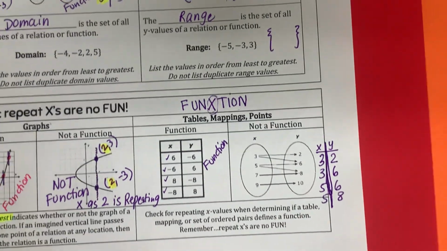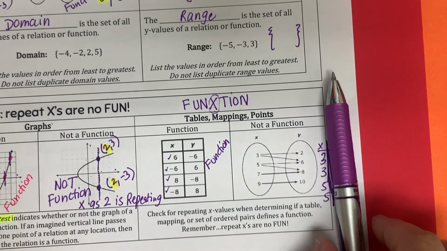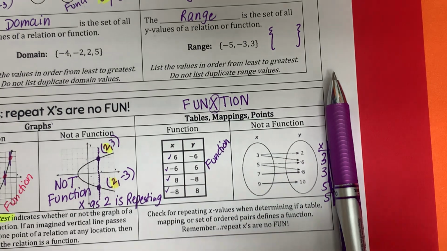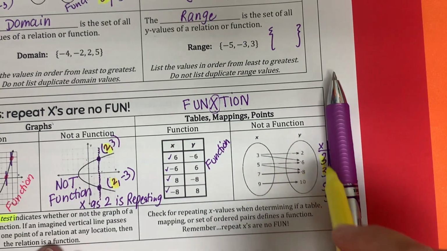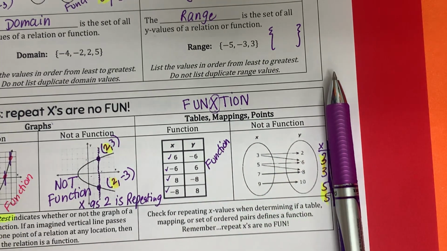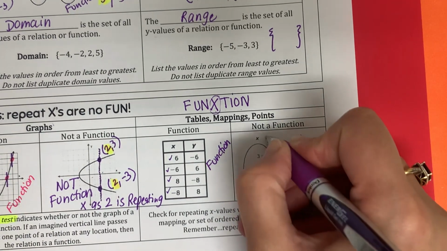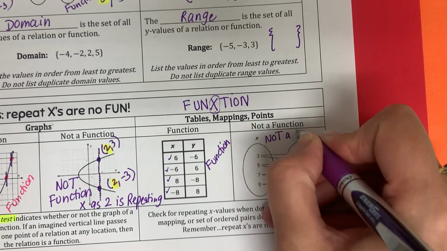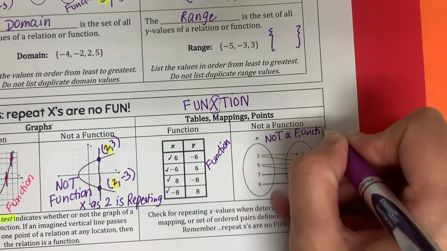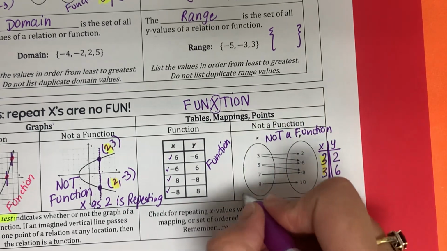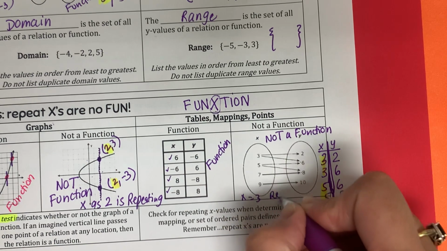I don't need more numbers over here, because if you notice, the values of x are repeating. This 3 was repeating, this 5 is repeating, so x is already repeating. This is not a function, and the reason is x equals 3 repeating.